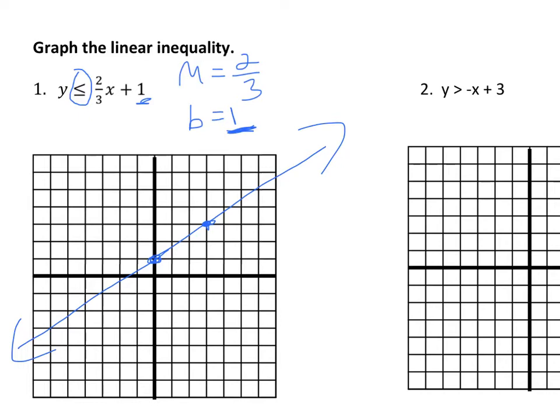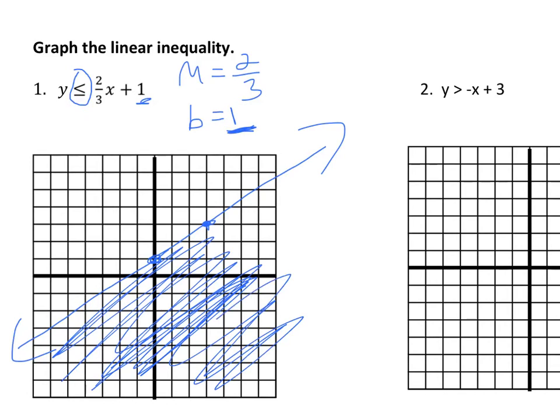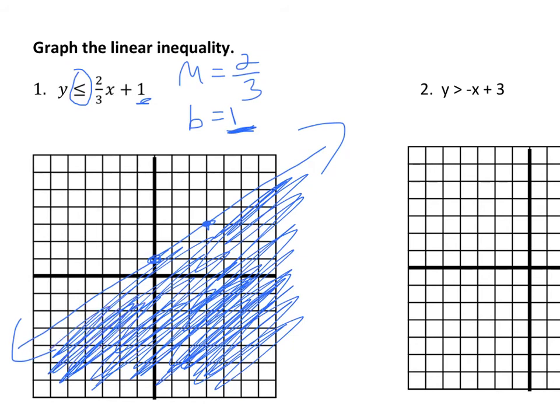Now this is the last part. This is the only thing that's added on. Since the inequality symbol is this less than or equal to, it means I'm going to shade below the line. So let's shade. I'm going to shade this in blue. So what that means is every ordered pair that's in this shaded region, or this region that I'm shading right now, that is a solution to this linear inequality.